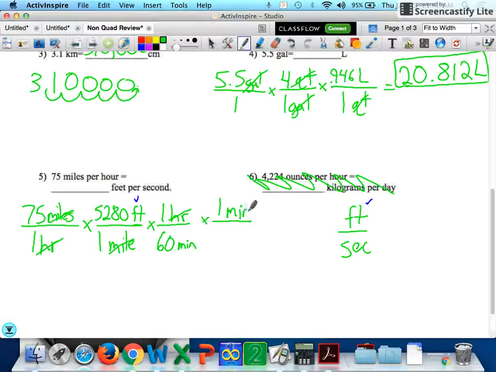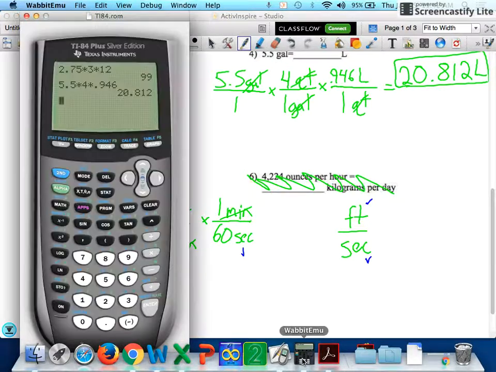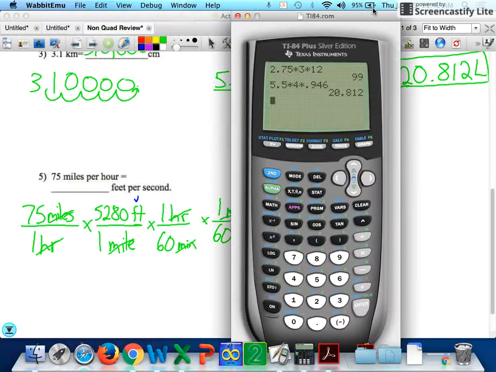1 minute is 60 seconds. Minutes cancel with minutes. I'm just looking at the units. I've got seconds in the bottom, and I already had feet in the top. I didn't change that. So I've got the right thing going. Now it's just a calculator problem. This one requires a little bit extra work though.